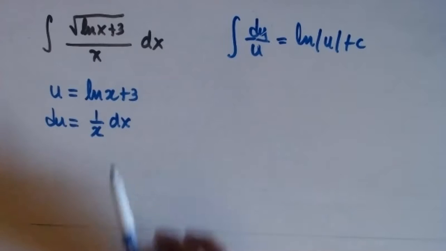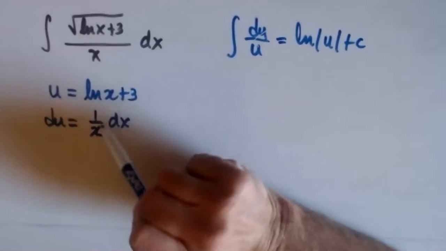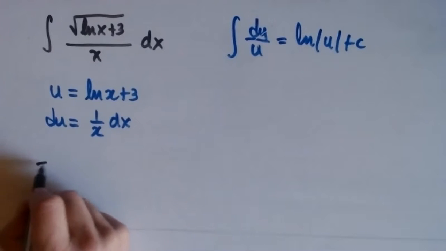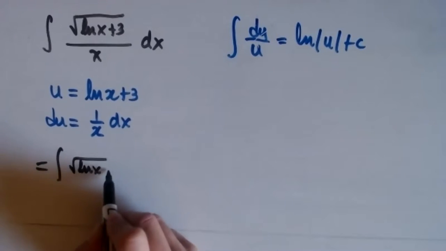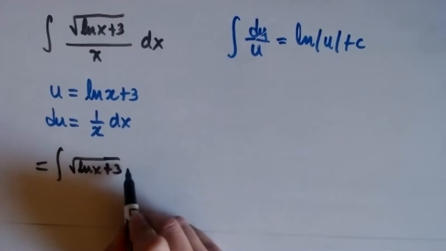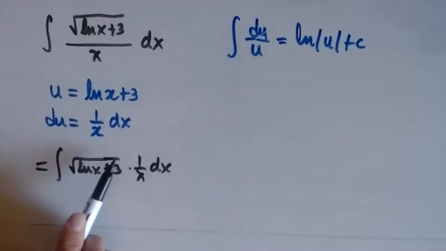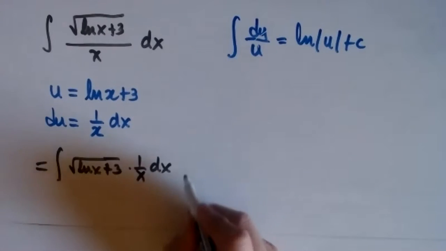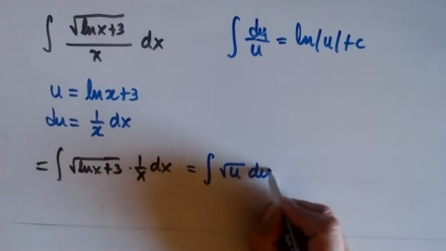Now, here is something curious, you see. u is going to be inside the root, and 1 over x dx is all the du. So let me group conveniently. This is going to be the integral of the square root of ln x plus 3 times 1 over x dx. I'm going to play with my algebra. This is equivalent to this part. Now I'm going to apply my substitution. This is the integral of the square root of u du.